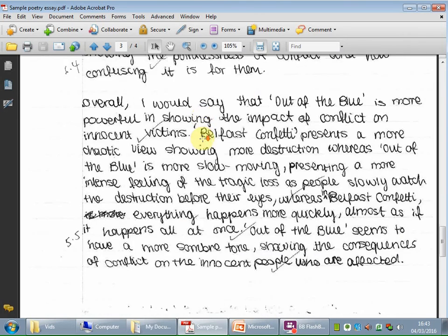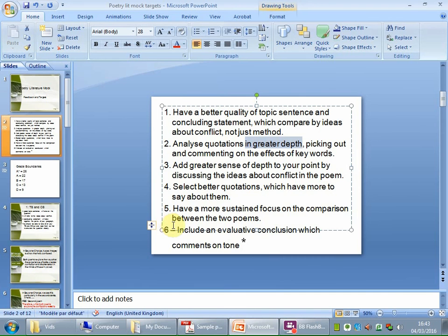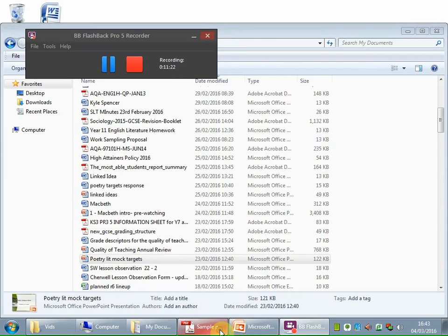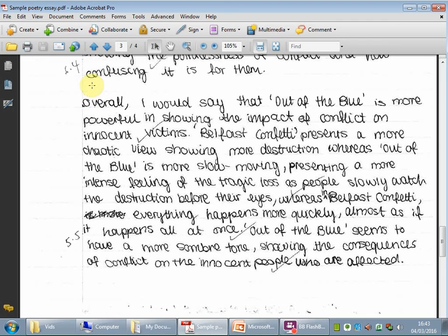I'll just bring your attention to this last point about the evaluative conclusion, which comments on tone. Let's have a look at what I mean there. So here the writer says, "Overall," so that introduces the conclusion, "I would say that Out of the Blue is more powerful in showing the impact of conflict on innocent victims." I have to say, you've lost a bit of the sense of confusion there. It would be good to go back to confusion more strongly.